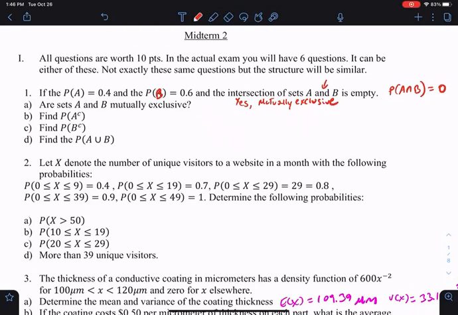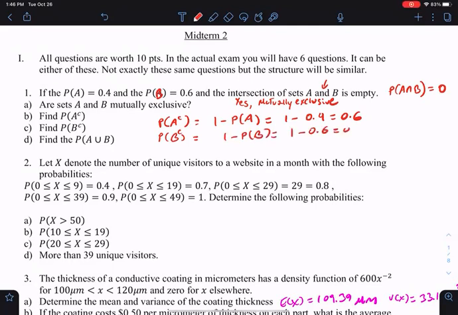2, the probability of the complement is 1 minus the probability of A. So that's 1 minus 0.4. This is 0.6. Probability of B complement is 1 minus the probability of B. That's 1 minus 0.6, which is 0.4.